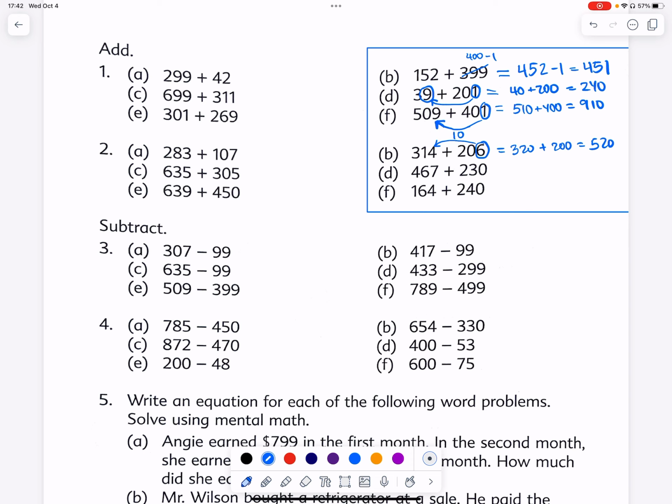And 467 plus 230, well, we can add ones with ones. 7 and 0 is 7. 6 and 3 makes 9 tens. 400 and 200, of course, is 697.